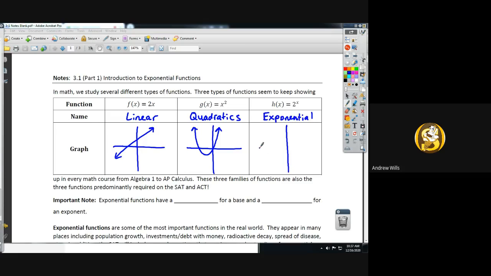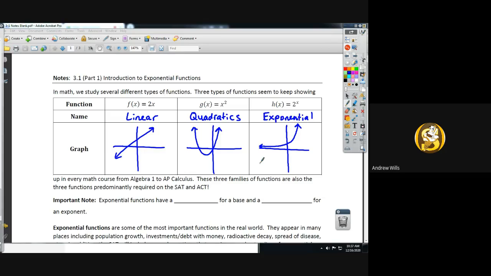And they have a horizontal asymptote. That particular one looks more or less like this. It has a horizontal asymptote at 0, and it will increase exponentially as we move from left to right.